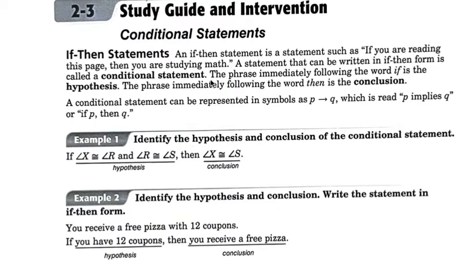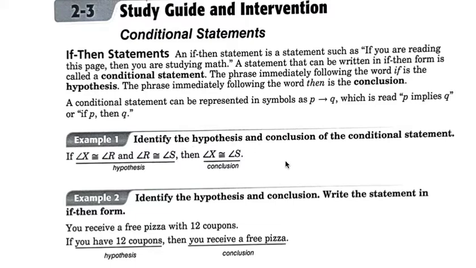The phrase immediately following the word if, and not including if, is the hypothesis. The phrase immediately following the word then is the conclusion. Again, it does not include the word then. A conditional statement can be represented in symbols as P arrow Q, which is read P implies Q. I don't use that actually. I always just use if P then Q.